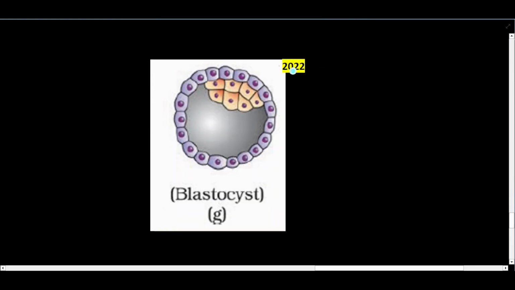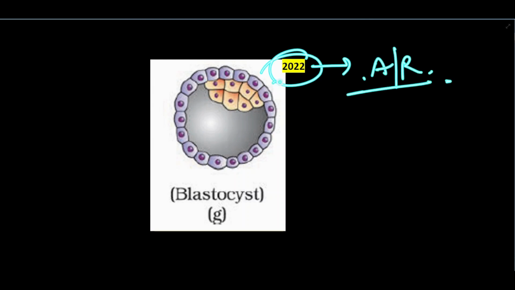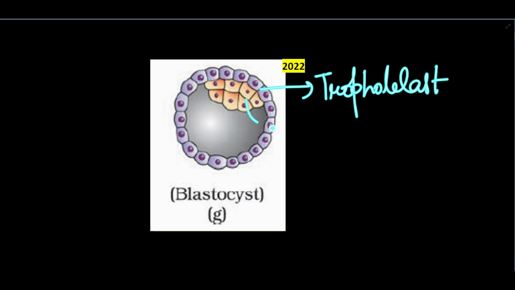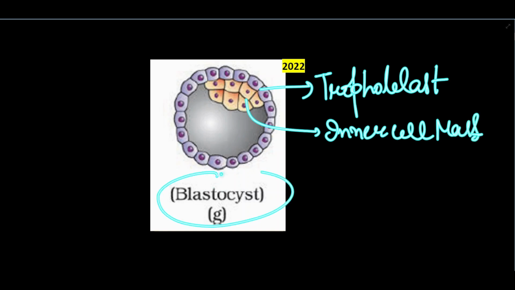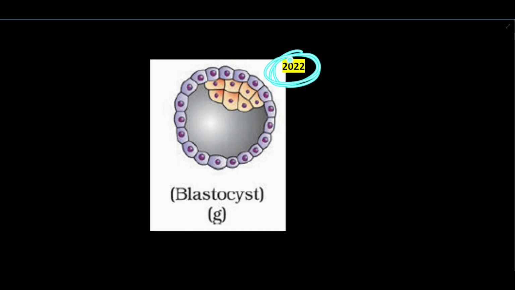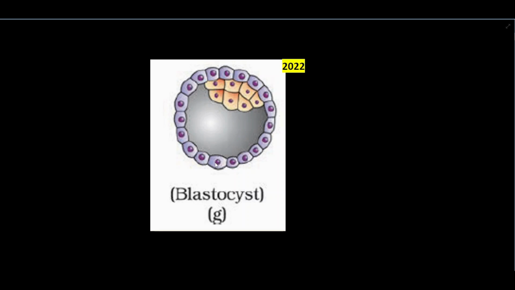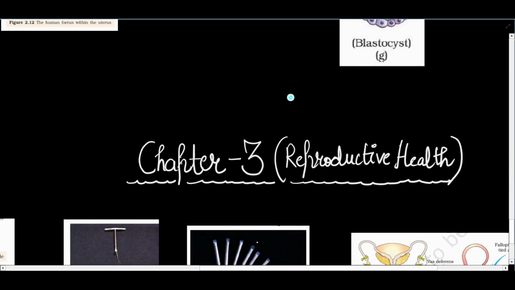In the 2022 board examinations, you had one assertion reason question, where you have this diagram and label different parts of it. So you know the outermost layer is the trophoblast, and this is the inner cell mass, and this is the structure of blastocyst. So this structure has been asked in your 2022 board examination. So make sure you know this structure and each and every part of it.